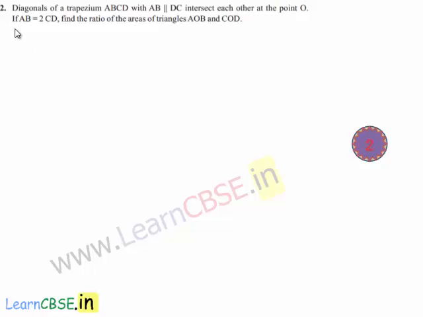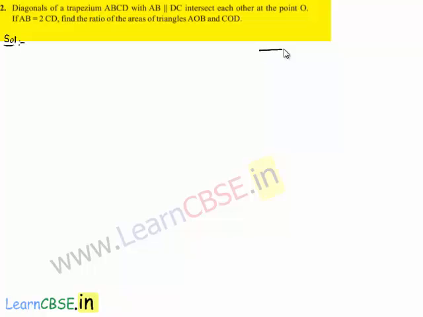Moving on to question number 2. Diagonals of a trapezium ABCD, with AB parallel to DC, intersect each other at point O. If AB is equal to 2CD, find the ratio of areas of triangle AOB and COD. Now moving on to the solution.